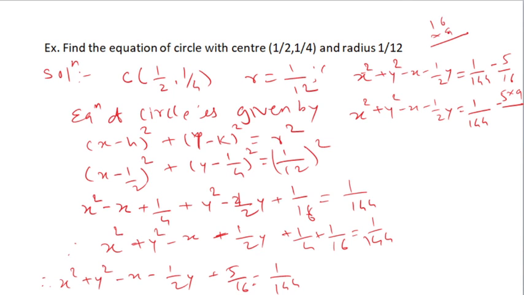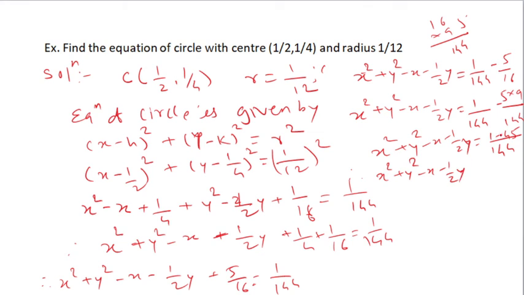16 into 9 is 144. Now this is x square plus y square minus x minus 1 upon 2y is equal to what? This is 144, this is 1 minus 45, since 9 5s are 45. Therefore, we get the final x square plus y square minus x minus 1 upon 2y minus 44 upon 144 is equal to 0. This is nothing but your standard equation of circle.